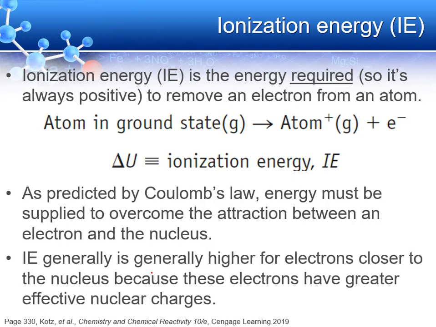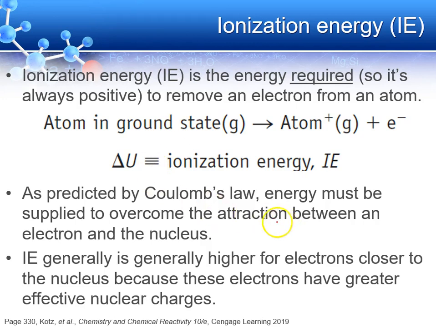Okay, so let's look at another periodic trend, and this is called ionization energy. That's the energy required to remove an electron from an atom. Since you have to put energy in order to remove an electron from an atom, when you measure ionization energy, they always have positive values.